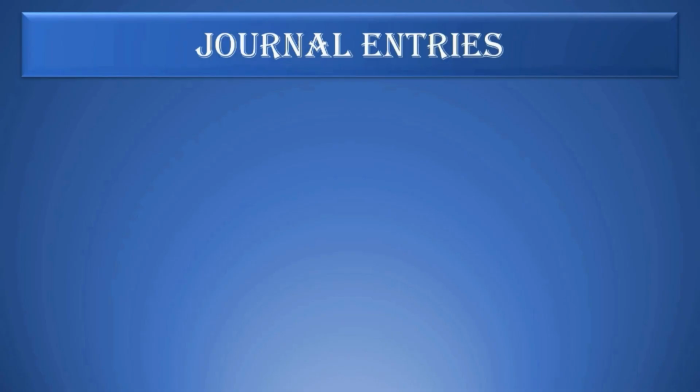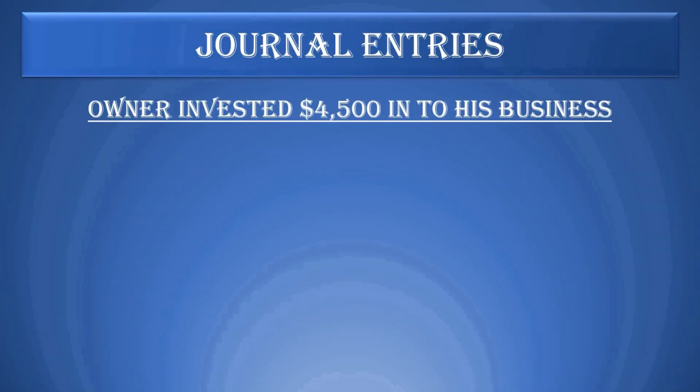A company needs capital in order to operate. So the first thing our business owner did was he invested $4,500 into his new business. We need to come up with a journal entry to record this. Let's analyze this transaction so we can properly record our entry through debits and credits. And let's approach this as follows.